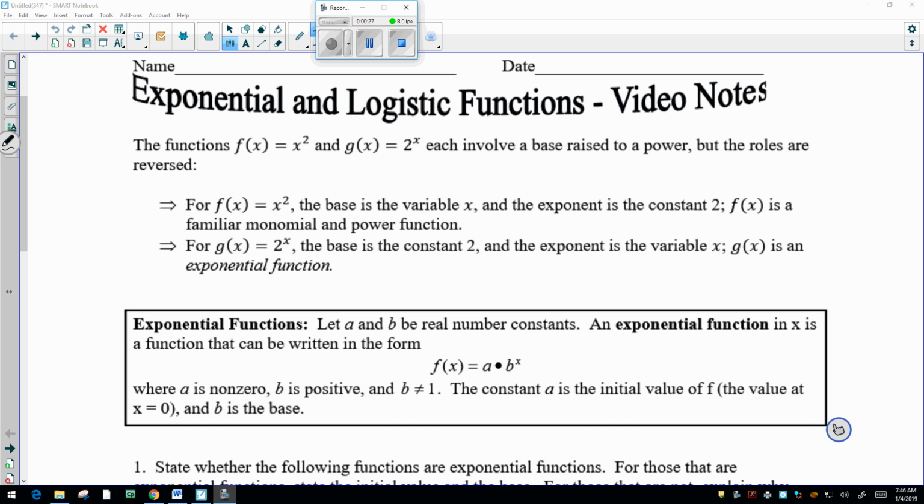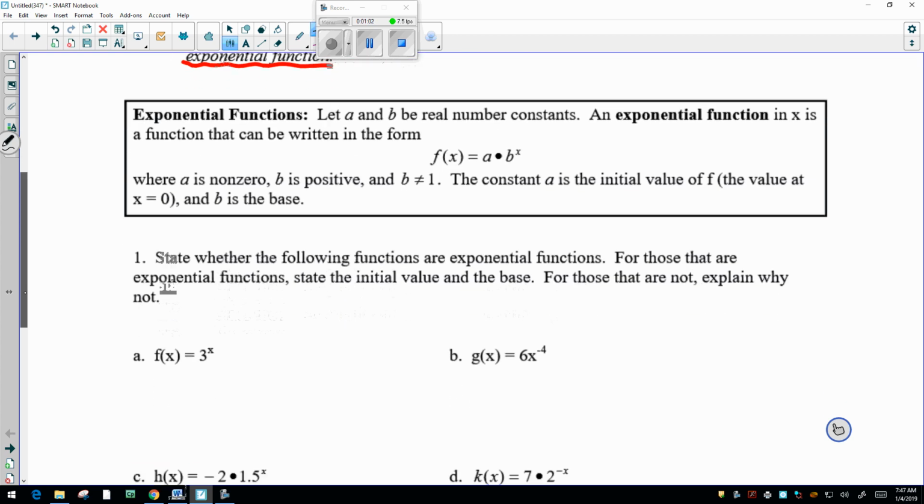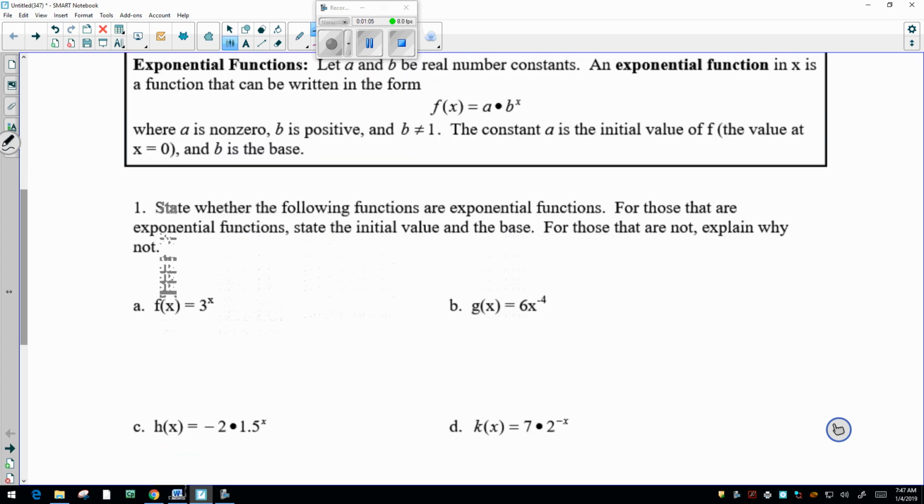If we look at f of x, we can see the base is a variable, okay? And the exponent is going to be a constant. So if I'm looking at a variable for a base, that is considered to be a power function. Versus g of x, where the base is now a constant, and your exponent is your variable. So once you see your exponent as your variable, that's where we get this exponential function. So when we're talking exponential functions, you always want to think base is a number, a constant, and then the exponent is a variable.